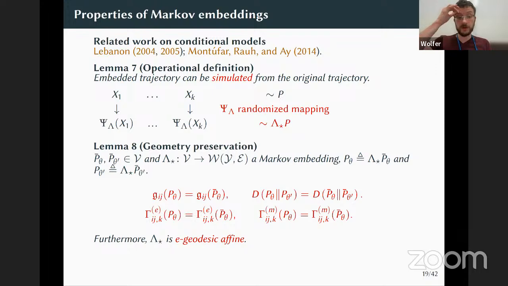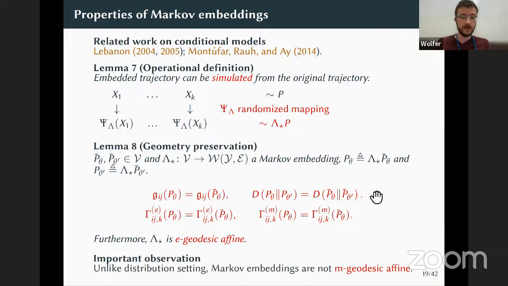What is more, with this mapping lambda star, the Markov embeddings, if at the entry you are provided with an E family, at the exit you will also obtain an E family. However, unlike the distribution setting, the same is not true for an M family. So given an M family, you can break this property by embedding it into a larger space.